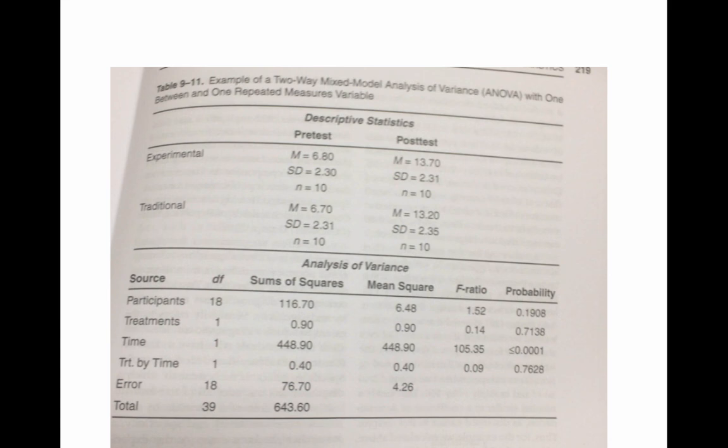Here's an example of a two-way mixed model analysis of variance ANOVA with one between and one repeated measure variable. So you have pre-test, post-test, experimental, and treatment.